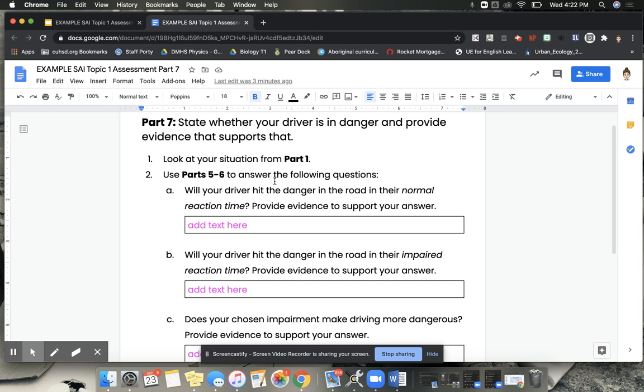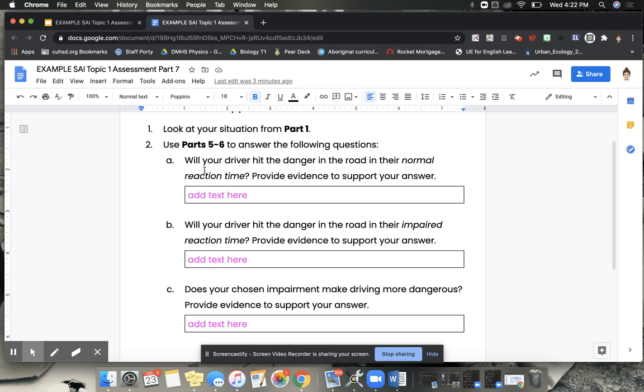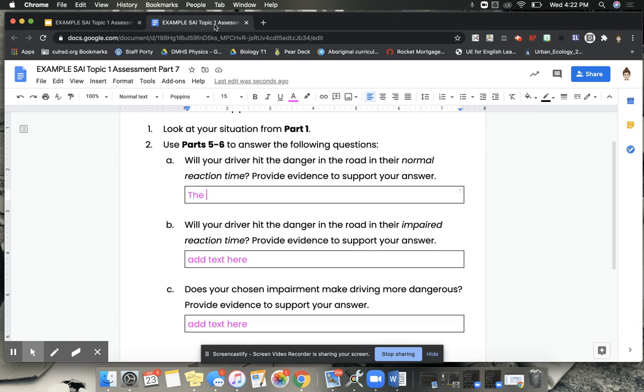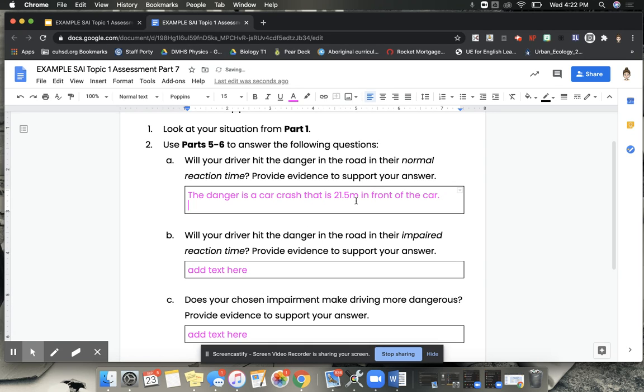Then I'm going to use parts 5 and 6 to answer the following questions. A, will your driver hit the danger in the road in their normal reaction time? Provide evidence to support your answer. Well, first I'm going to say how far the danger is in front of my driver. In this case, the car crash is 21.5 meters in front of the car. The danger is a car crash that is 21.5 meters in front of the car.